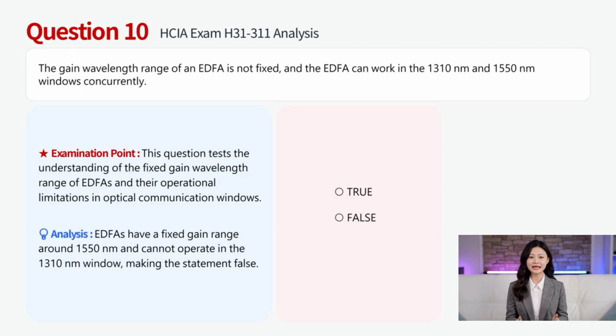It cannot operate in the 1,310 nanometer window, which is a separate optical transmission band, because the erbium ions do not provide stimulated emission gain at those wavelengths. The claim that its gain range is not fixed and that it can amplify both 1,310 nanometers and 1,550 nanometers signals simultaneously is therefore incorrect. The 1,310 nanometer band requires different amplifiers, such as praseodymium-doped fiber amplifiers, PDFA, which are not as common in commercial networks. Therefore, this question chooses false.